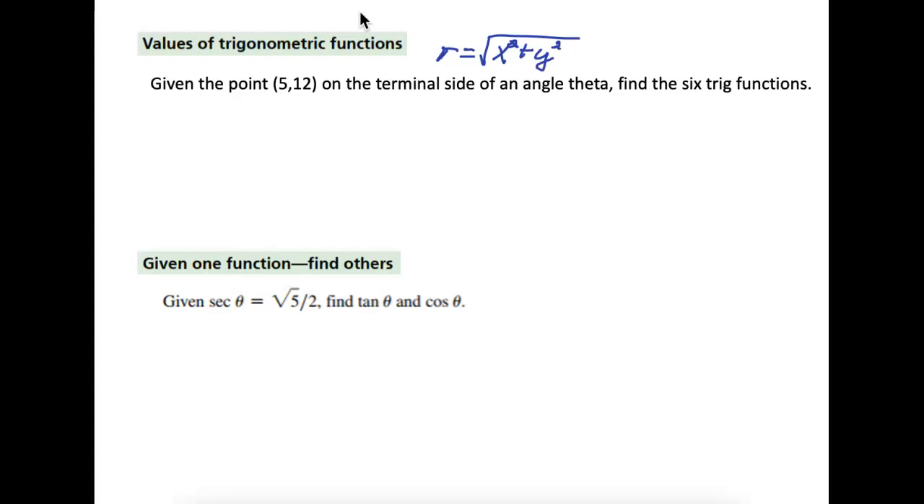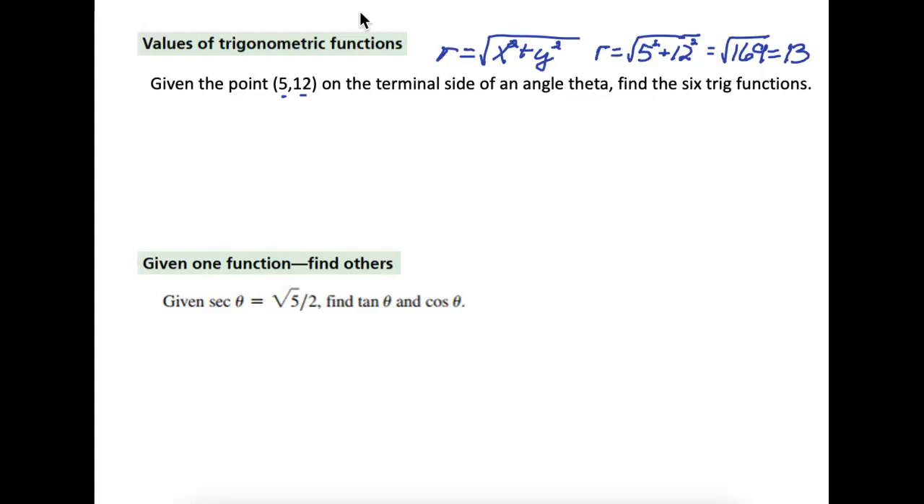In this case, our x is 5 and our y is 12. If we plug those numbers in, r is equal to the square root of 5 squared plus 12 squared, which is 25 plus 144. So we're looking at the square root of 169. That means our value of r is 13. That's the length of that side in that triangle.